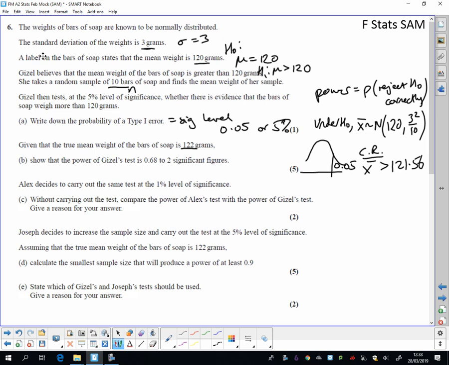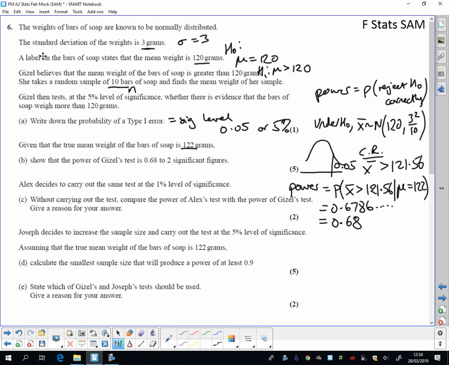So what do we want to know? Our power is the probability that we are in the critical region. So our mean weight comes out to be greater than 121.56, given that the mean is actually 122. So that's 0.6786 and some more numbers if you work that probability out in your calculator. We put in the mean, the same standard deviation, and our x value as 121.56. You should show more sig figs because it was a show that, so we want to show that it rounds to 0.68.